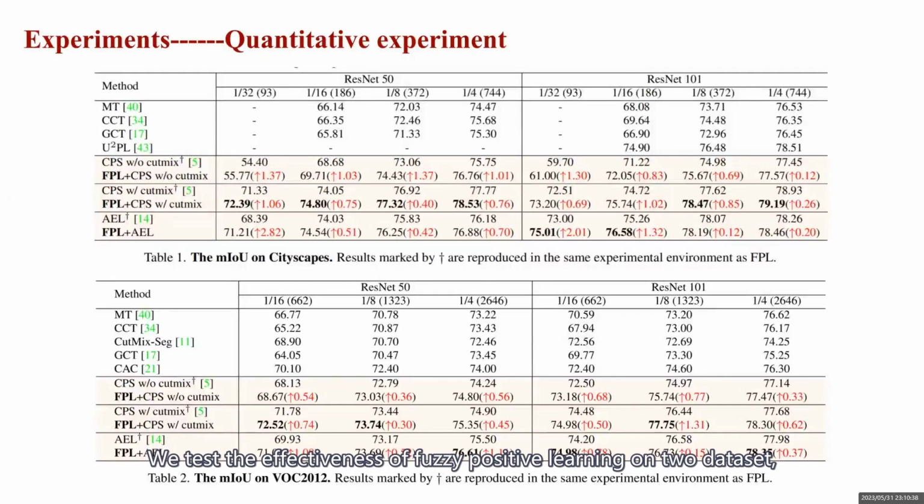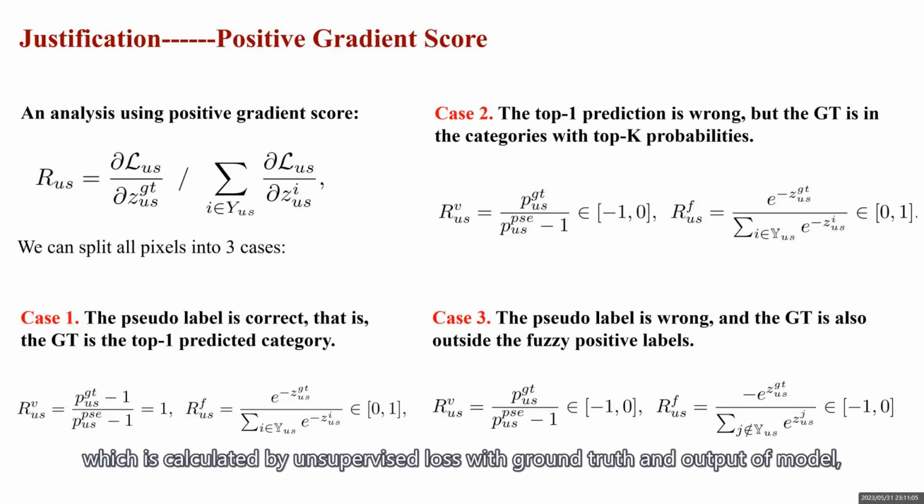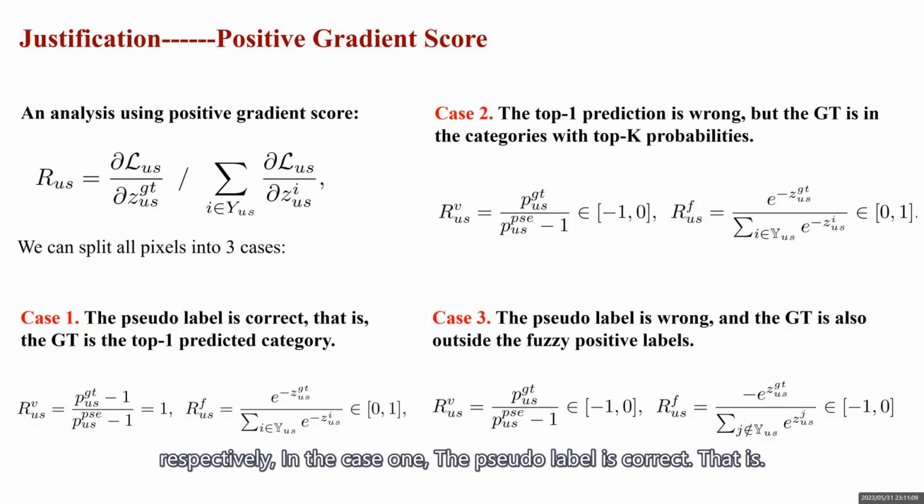We test the effectiveness of fuzzy positive learning on two datasets, Cityscapes and Pascal VOC. It can be shown that fuzzy positive learning boosts the performance of 3 baselines on all settings. We further define the positive gradient score to help us analyze when and why fuzzy positive learning works. It is defined as the ratio of ideal gradient to the practical gradient, which is calculated by unsupervised loss with ground truth and output of model, respectively.